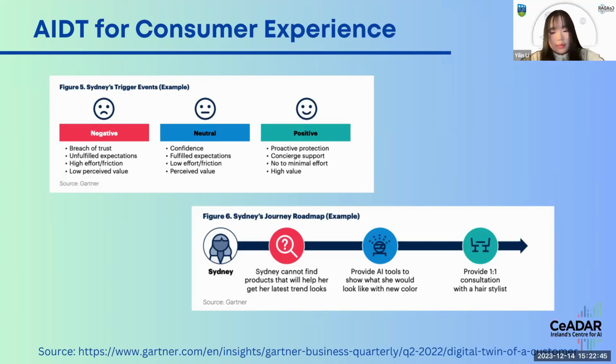So with Sydney's persona, we can map out a journey roadmap, as shown in figure 6, that helps us anticipate and respond to these trigger events. For example, if Sydney cannot find the product she needs for the latest trend, the roadmap guides us to provide solutions like AI tools or one-on-one consultations. By tracking and evaluating Sydney's attractiveness, such as the tools she uses and her buying habits, we gain insight into her customer journey. This allows us to trigger marketing campaigns that are timely and relevant to her needs.